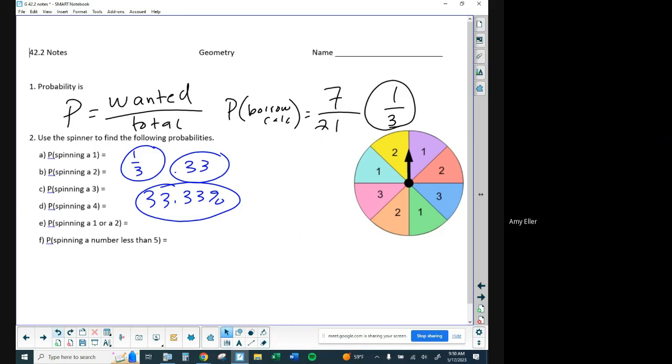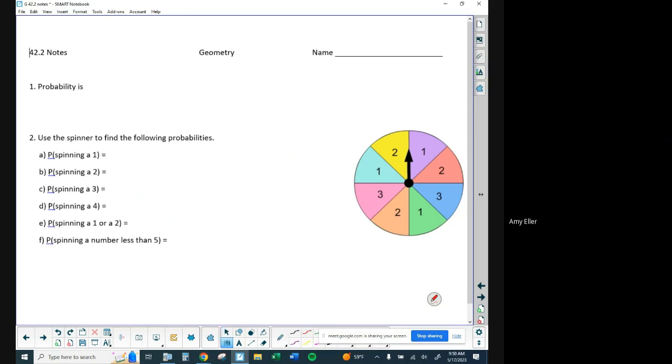All right, now let's use the spinner. Probability of spinning a 1. How many 1s are there? 3. How many total numbers are on the board? Can I simplify 3/8? Nope, that's my answer. I don't need to get a calculator, type it in, get a decimal or percent. That's just extra work. You can do it, but why?